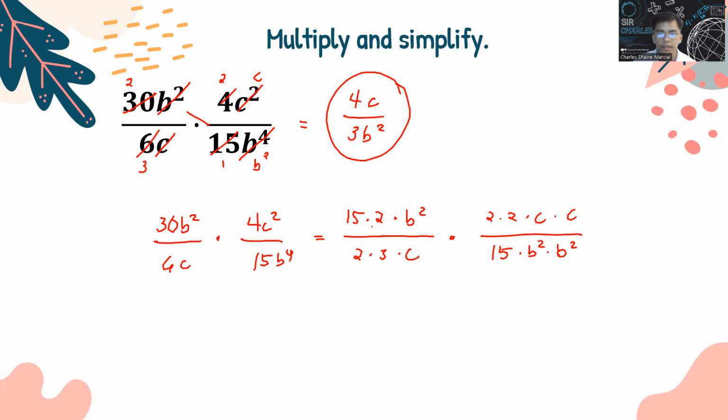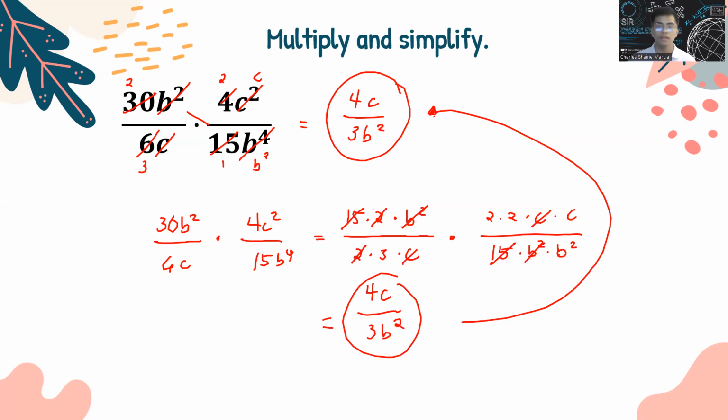Okay? And after that, pwede na tayong mag-cancel out ng mga common factors from the numerators and denominators. So for 15, cancel na natin siya. Yung 2, makakancel na din sa baba and sa taas. Yung b squared, cancel na din. And also yung c, makakancel na din. And the remaining terms are, we have 2 times 2 times c, that is equal to 4c. We have 3 times b squared, that is equal to 3b squared. So parehas lang po yung nakuha nating sagot sa unang solution and sa pangalawang solution.